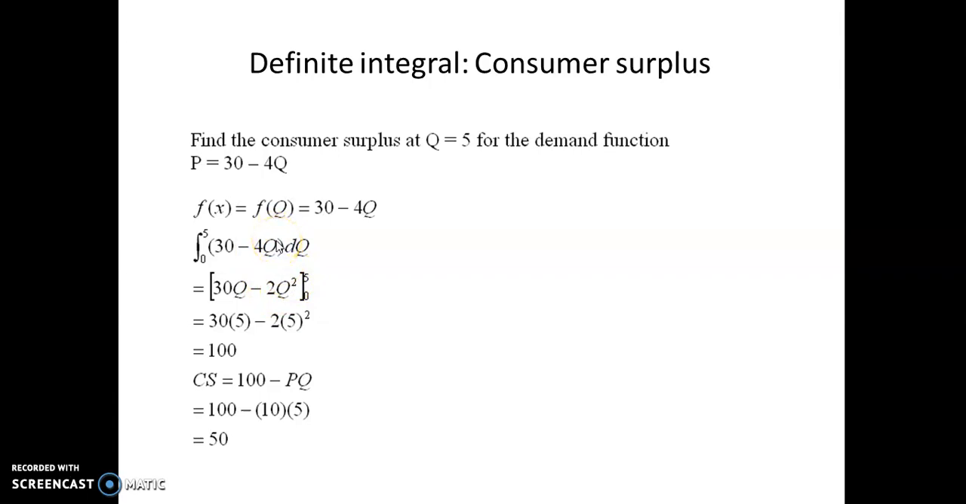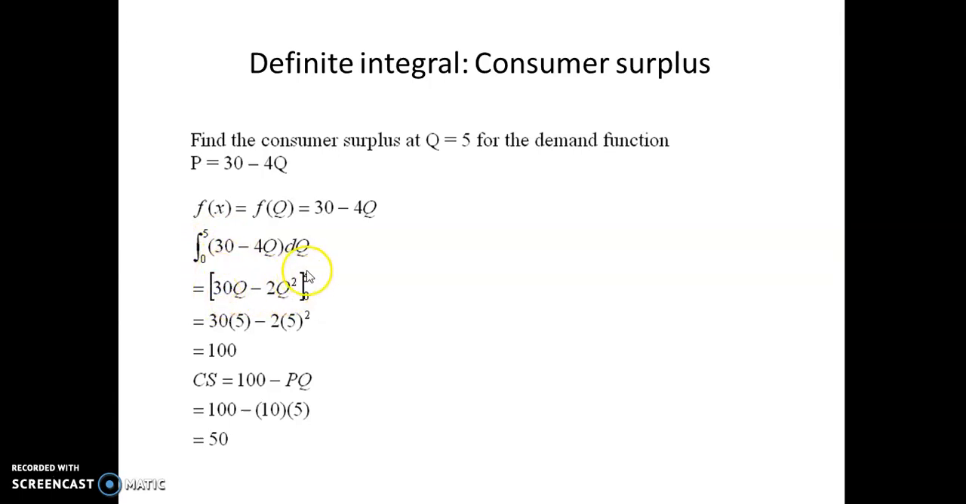So therefore, I'm going to say n plus 1. 1 plus 1 is 2. And therefore, I'm going to take the coefficient 4 multiplied by 1 over n plus 1, and that's 1 over 2 times 4. That becomes 4 over 2, which is simply minus 2. So therefore, I have 30q. Remember, you're just integrating a constant. So therefore, it's simply 30q minus 2q squared.